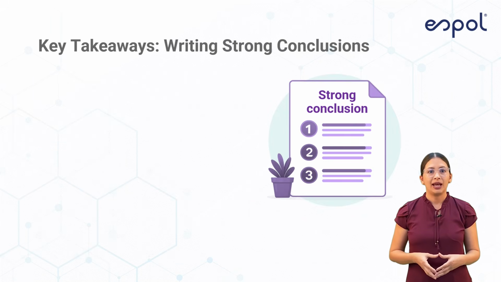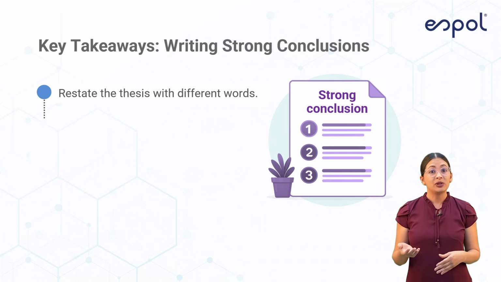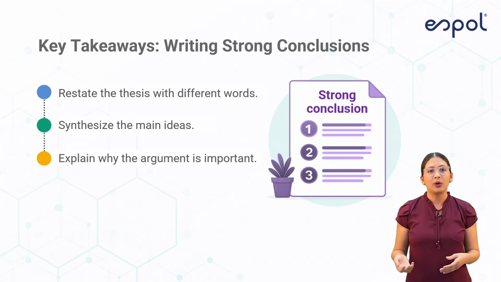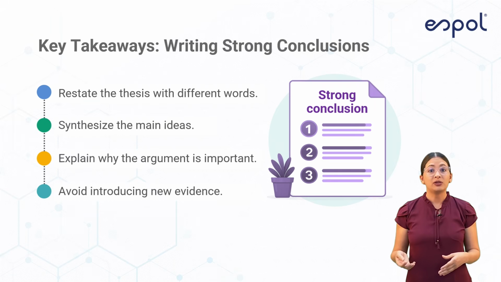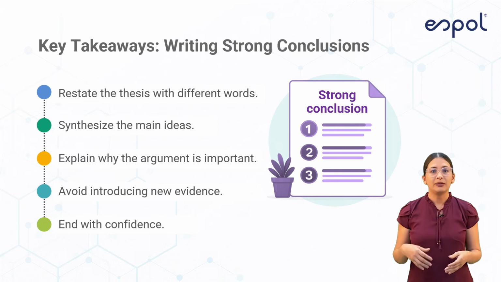To summarize, a strong conclusion should be clear, focused, and purposeful. It should restate the thesis without copying it, synthesize the main ideas, explain why the argument matters, avoid new evidence, and end with confidence. Remember, the conclusion is the last impression your reader receives, so make it count.